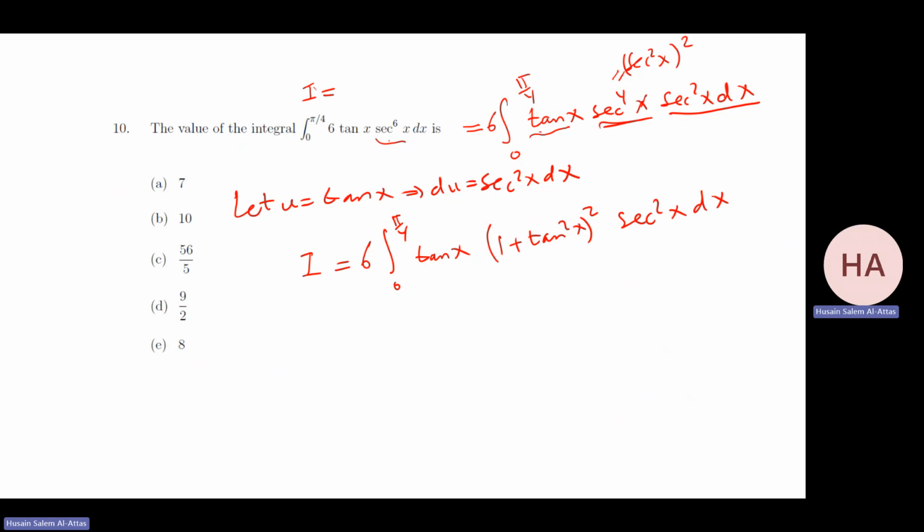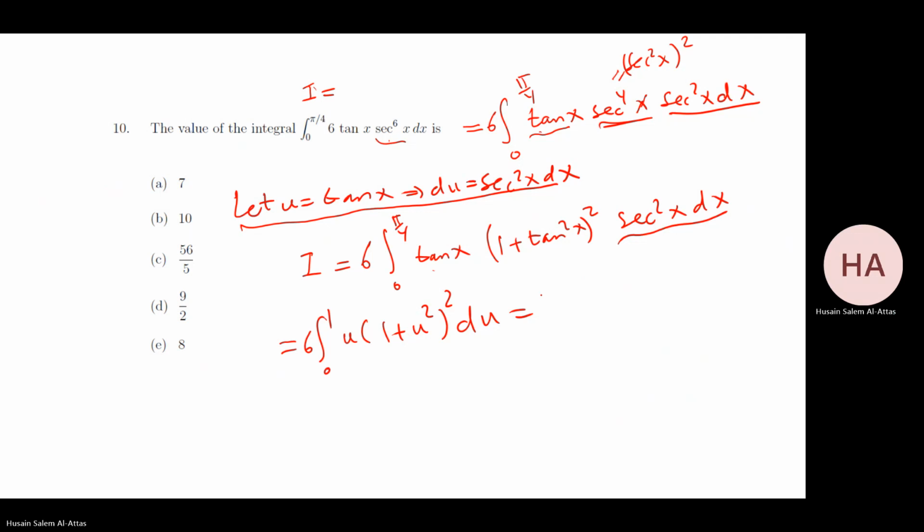Okay, now I let u. Now this will work. Now everything is ready. So I have 6 from 0 to 1. Tan is u. This is 1 plus u square all square. And this is du. Now do the calculation. That will be what? Don't forget the 6 outside. U, I have what? 1 plus 2u square plus u to the power 4 du.